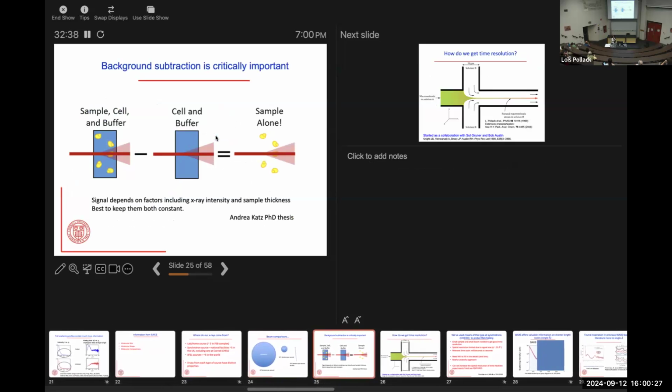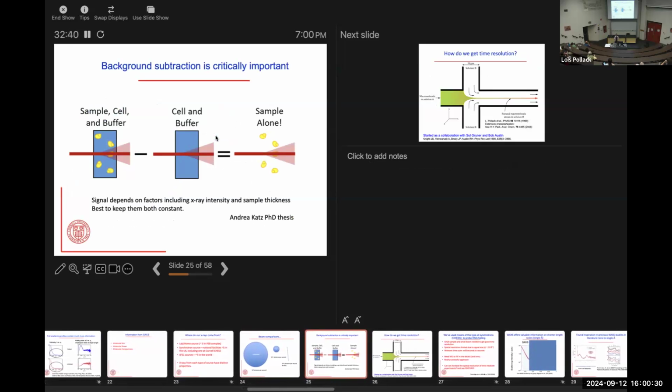All right. The other bit in this experimental section that I really need to mention is that the background subtraction is critically important for doing solution scattering, because I told you that when the X-rays hit that sample, they scatter.